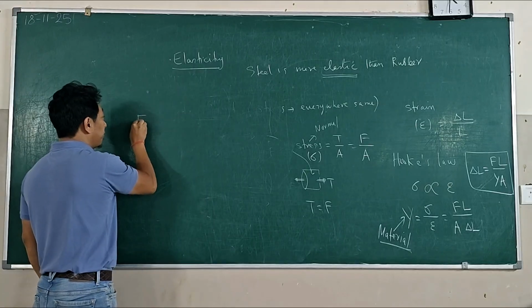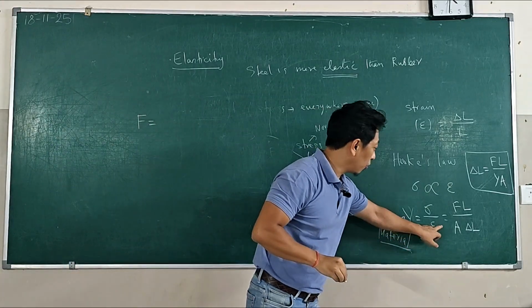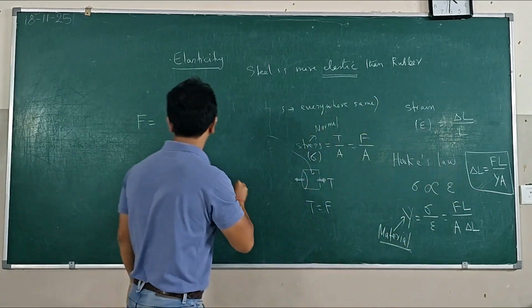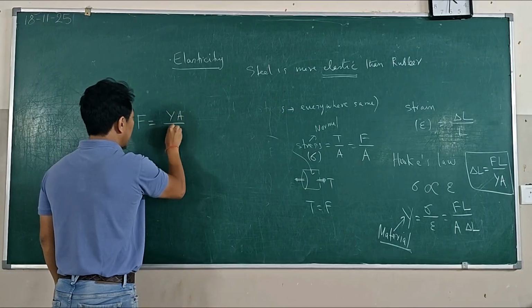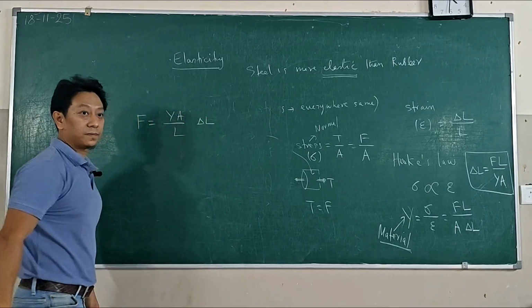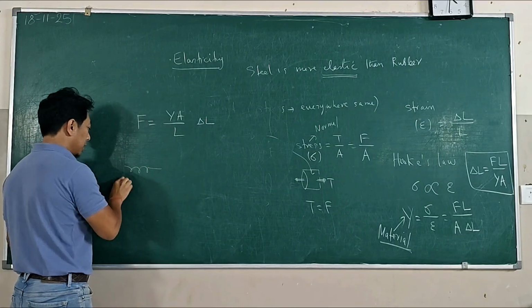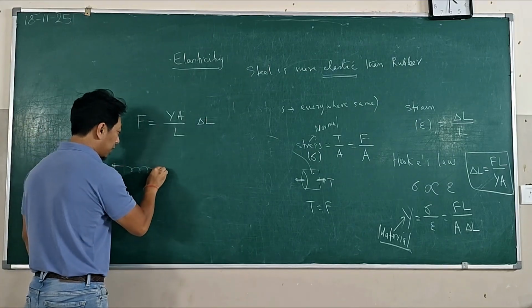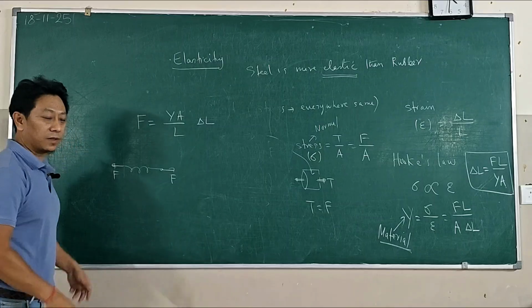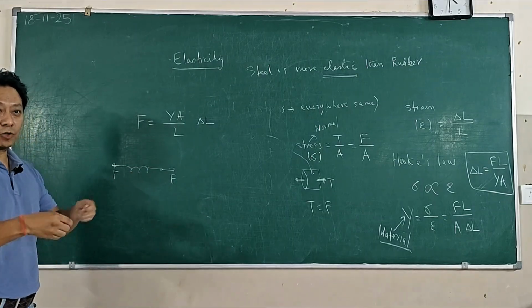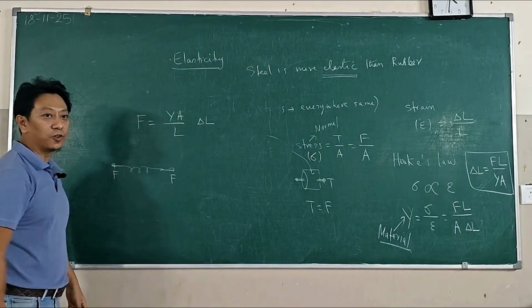Can I write F, this formula, or this formula? Can I write like this? F equals YA by L into delta L. Now compare this with spring force. You pull here with F, your friend will pull here with F. Spring will stretch. In equilibrium, this F will be balanced by spring force.